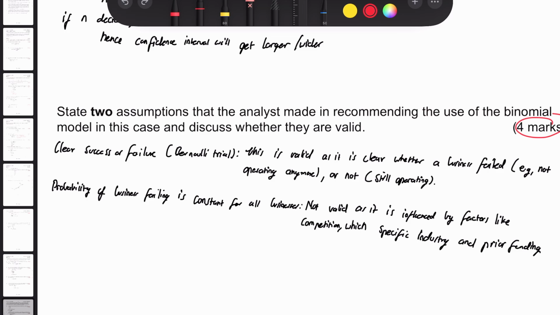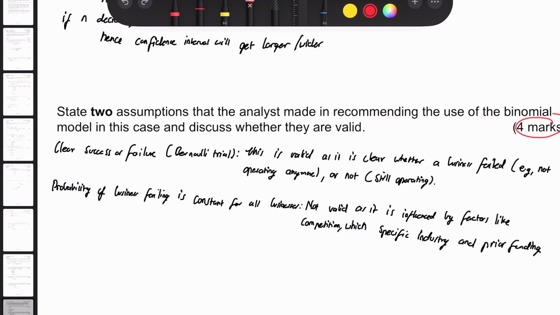Let me find it. One assumption: the businesses fail independently of one another. Unlikely, because if they're similar businesses, they're likely to fail together or succeed together. Or you can even talk about the competition there.